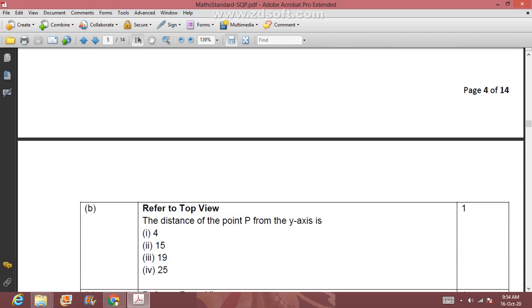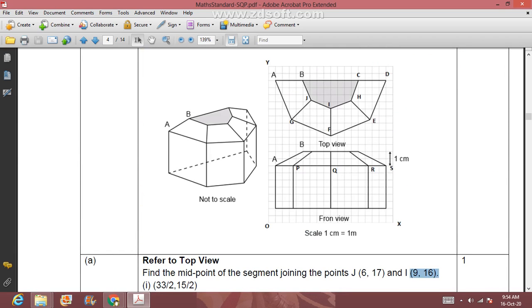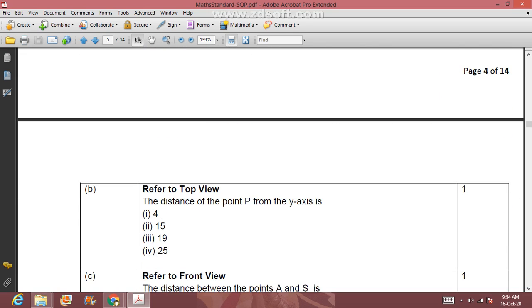Next one, the distance of the point P from the y-axis. So where is the point P? See here. Point P is here. This is the point P. So from the y-axis, what is the distance of it? 1, 2, 3, 4. So that answer you have to write here. 4 is the answer. Very easy. You only have to observe the figure and locate that point.